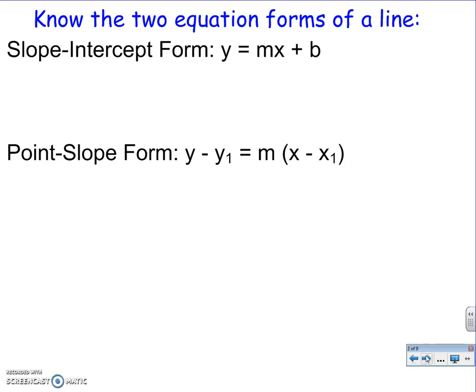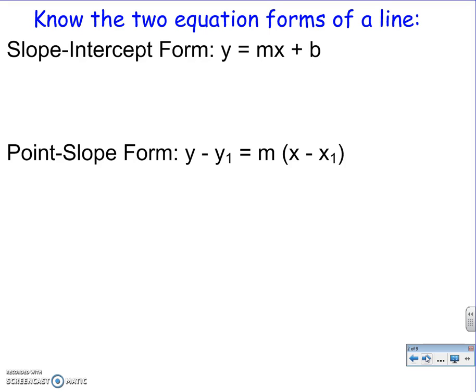So first, you need to know the two equation forms of a line. There's slope-intercept form, which is y equals mx plus b. That's the famous one you should all know. And second is point-slope form, which is y minus y1 equals m parentheses x minus x1.